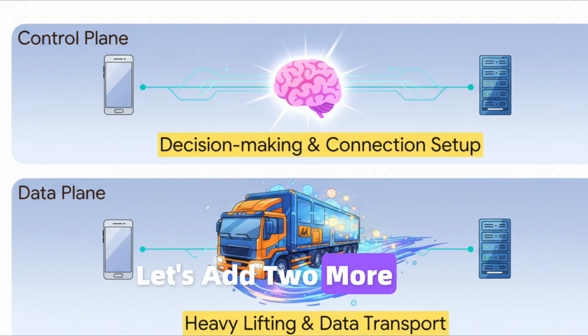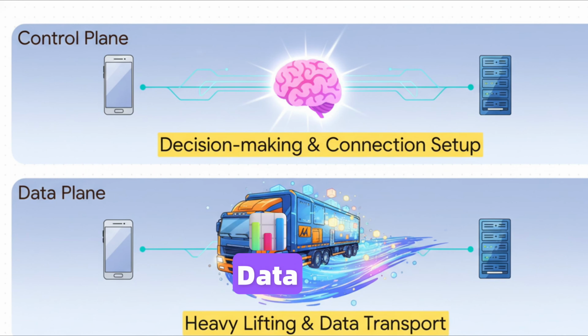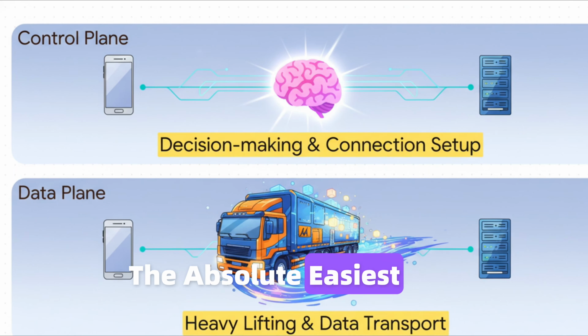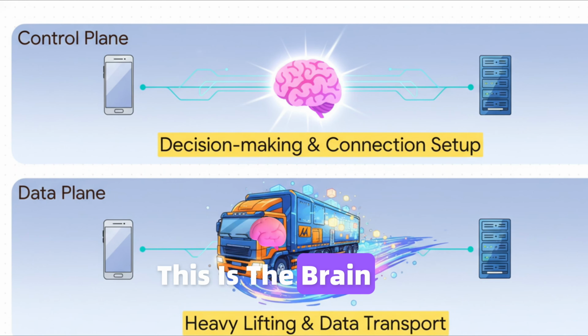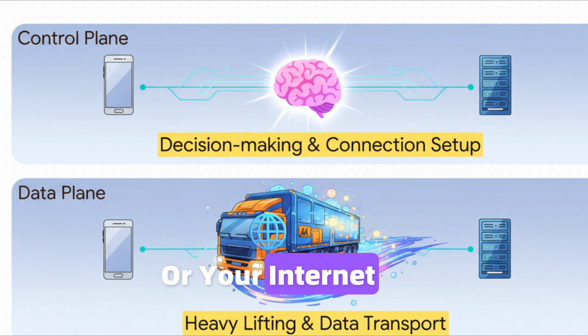Let's add 2 more really important terms to our toolkit, the control plane and the data plane. The absolute easiest way to think about this is the brain versus the body. The control plane is the brain. It's the smart part that makes all the decisions and sets up the connection. The data plane? That's the body. It does all the heavy lifting, actually carrying your voice, your video, or your internet traffic.